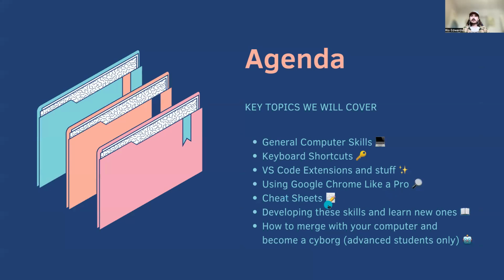We're going to talk about cheat sheets, and I'm going to give you some links to different cheat sheets that you can just have and reference anytime you need. We're going to talk about developing these skills and how to learn new ones. So how did I learn them? How can you learn them? I want to not just teach you some specific skills, but kind of teach you, what is the saying, like teaching someone to fish rather than giving them a fish, something like that. And then the last topic is how to merge with your computer and become a cyborg. And that's for advanced students only.